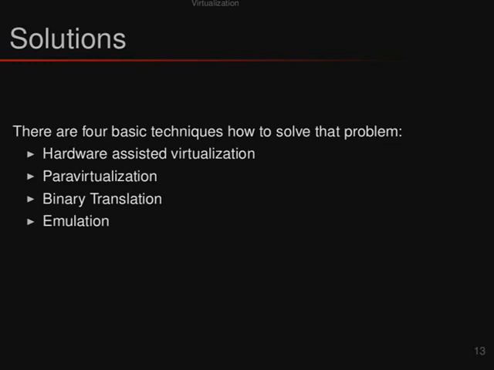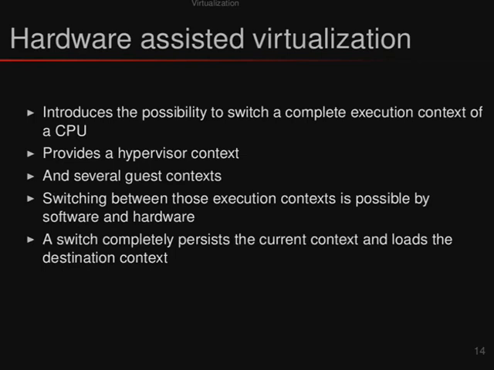So yeah, there are four solutions for this two-kernel problem. It's hardware-assisted virtualization with hardware features. It's para-virtualization, which is completely software-based. There is binary translation and emulation, which are also completely software-based. The hardware-assisted virtualization introduces a new CPU feature. Every modern CPU nowadays has this feature. On Intel, it's called Intel VT. On AMD, it's called AMD-V, I think.